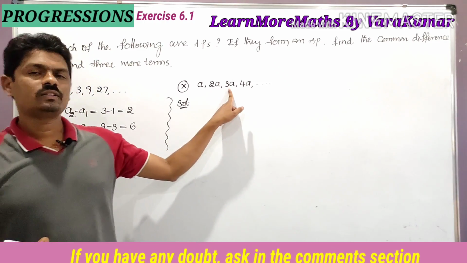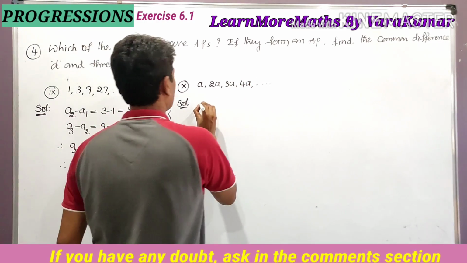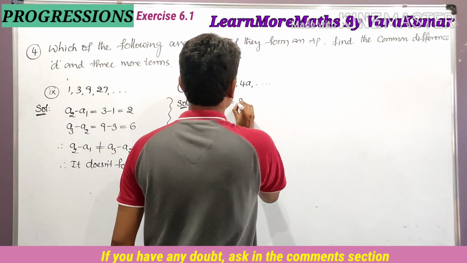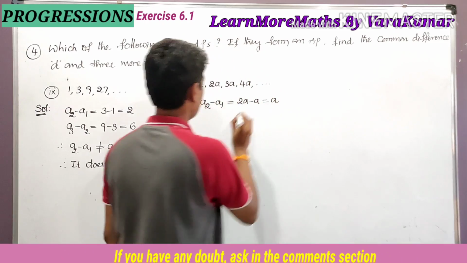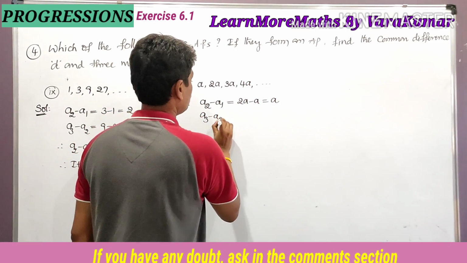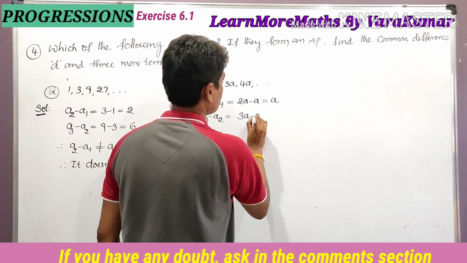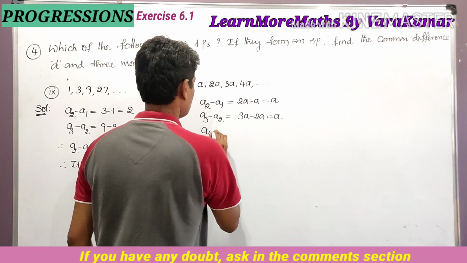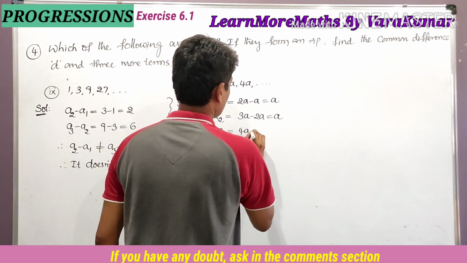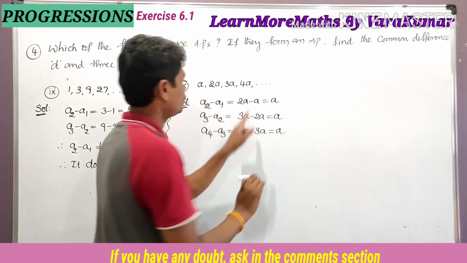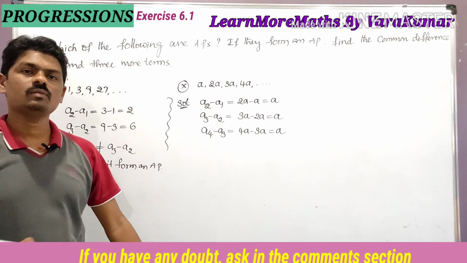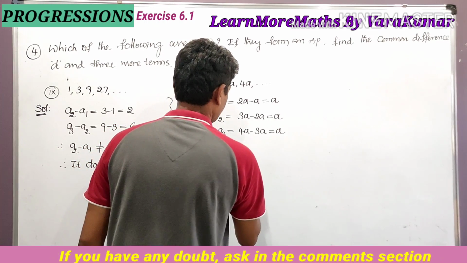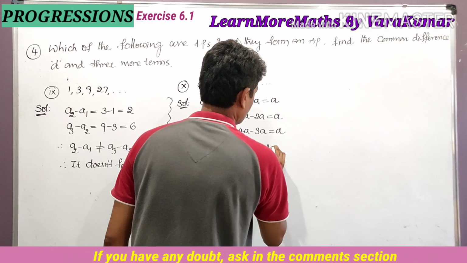A, 2A, 3A, 4A and so on. So again you have to find the common difference. A2 minus A1 is equal to 2A minus A, which is A. So next A3 minus A2 is equal to 3A minus 2A, which is also A. Next A4 minus A3 is equal to 4A minus 3A, which is also A. So the common difference is same in all successive terms. Therefore it forms an AP, arithmetic progression.